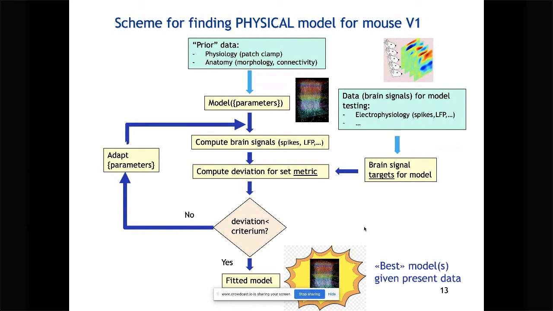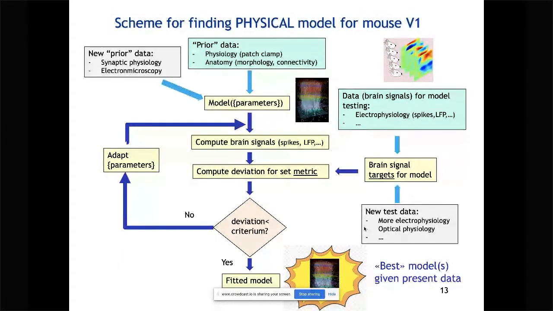You can say that this is the best model, or models, if it's a class of models, given the present data. Of course, there's now new data in terms of both synaptic physiology and EM and anatomy coming from Allen. We can use this new prior data to get a better start, or a skeleton model to start this optimization, and also new test data to modify the target for the model. This is more like an ongoing program, but the key thing is that our best hypothesis for the model is at all times stored in these best models given these criteria.